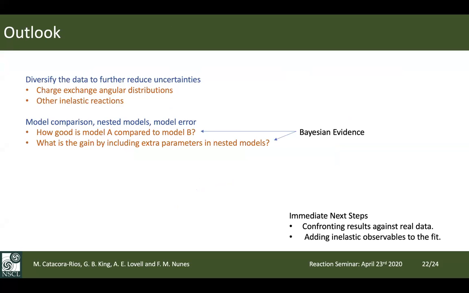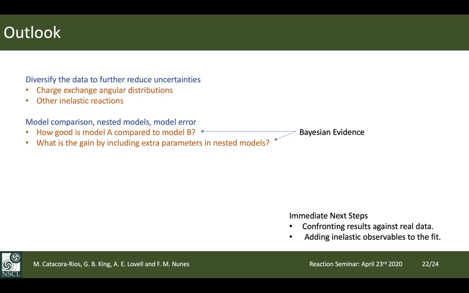And now we go on to the outlook of what we are doing in uncertainty quantification. So I mentioned before that even by including all three observables, differential cross-section, reaction cross-section, and polarization, we can only reduce the uncertainty to a certain point. And so our next goal is to diversify the data further to continue reducing the uncertainties. And this means including inelastic observables such as charge exchange. And we hope that this will contain other types of information than what can be obtained from elastic scattering.